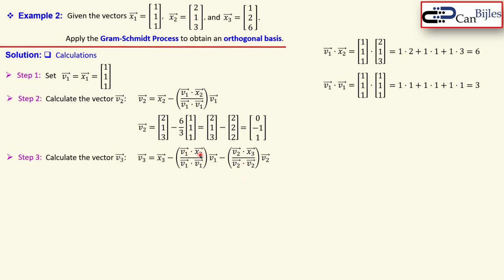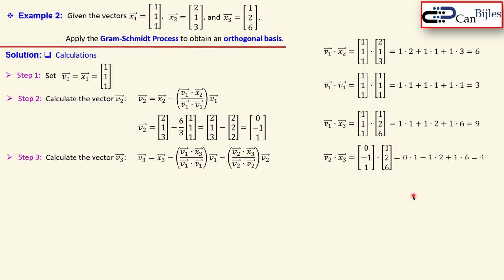Now let's again calculate the dot products. We need to first calculate this, which is v1 and the x3. We have it here, v1, we have here x3, which is from our example. Now we do have 1 times 1 plus 1 times 2 plus 1 times 6, which is here exactly 9. Now v2 and the x3, which is this one, that is then 0, minus 1 and 1, which is from the second step. And times the dot product with the x3 here, and that will result in 4.